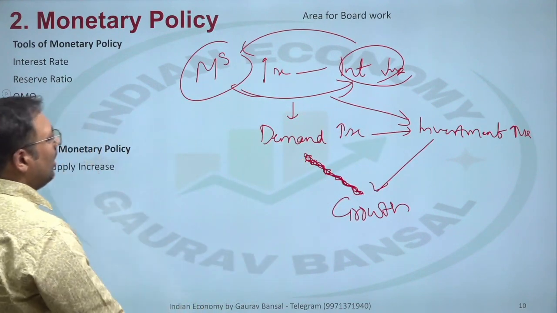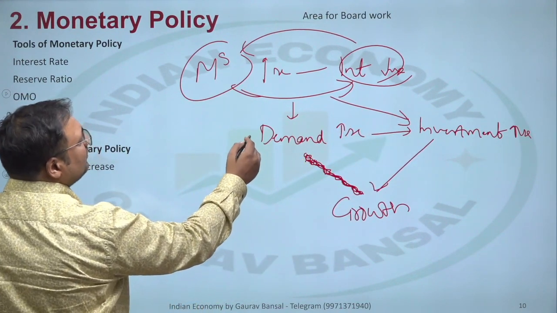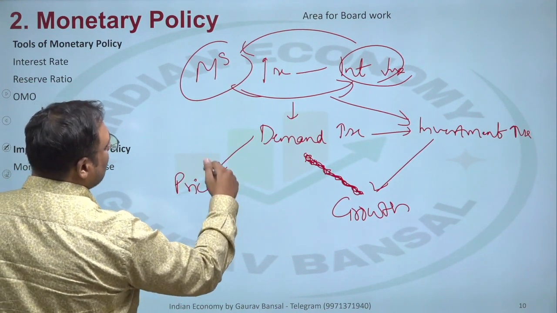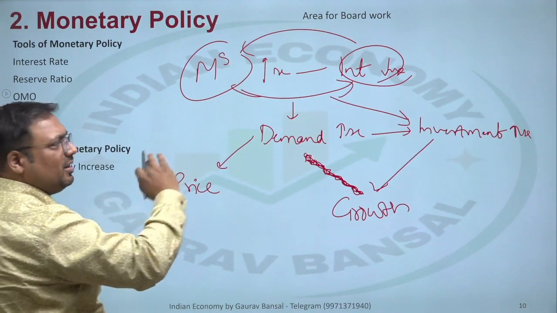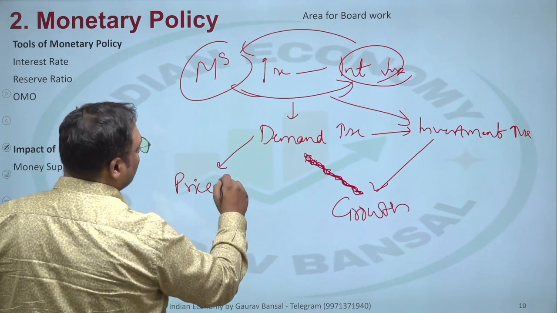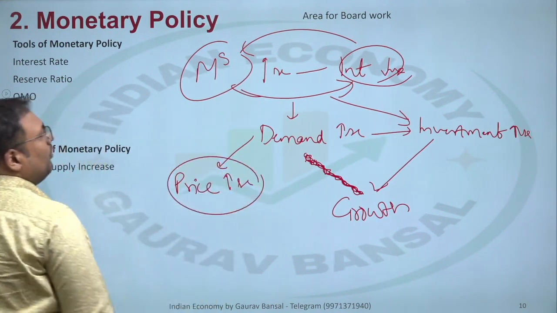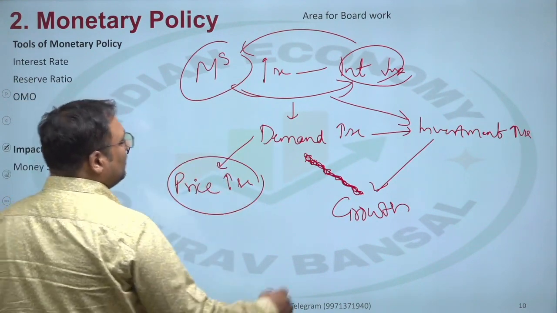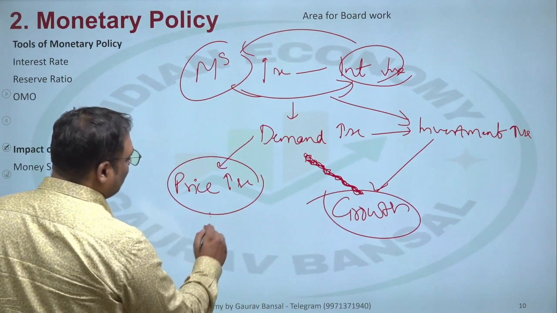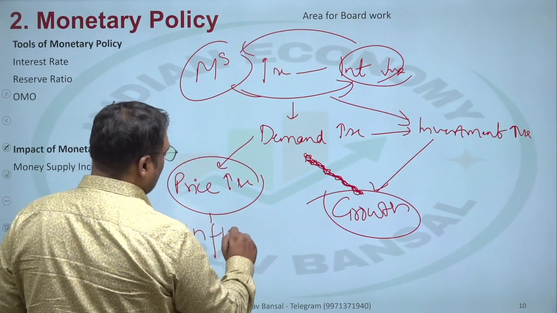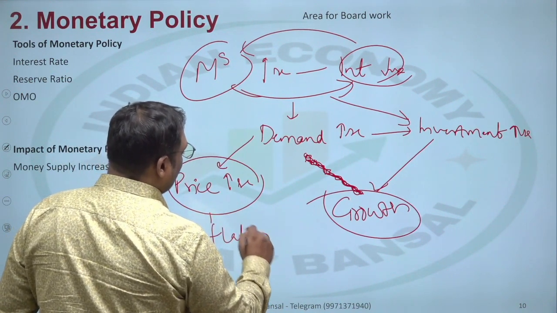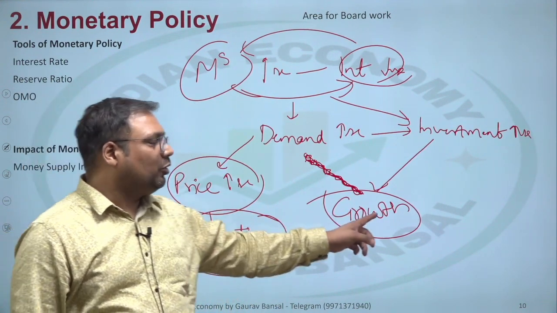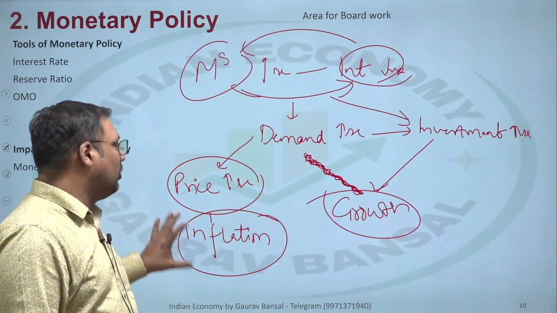And what is the other impact of an increase in demand? This is the price rise from basic microeconomics. If supply is the same and demand increases, what will happen? Prices will rise. So when we cut the interest rate or increase the money supply, there are two outcomes. There is improvement in growth, but at the same time there is also inflation. So that is why we always have to be careful with our monetary policy. That is why it is tough, because we want to achieve growth, but we do not want to have inflation.